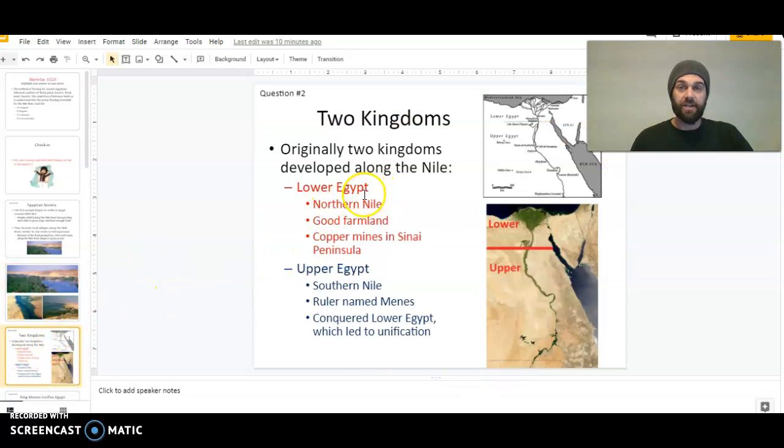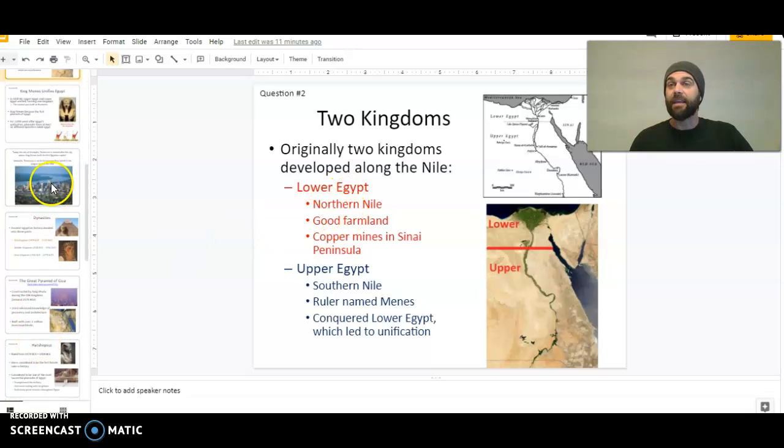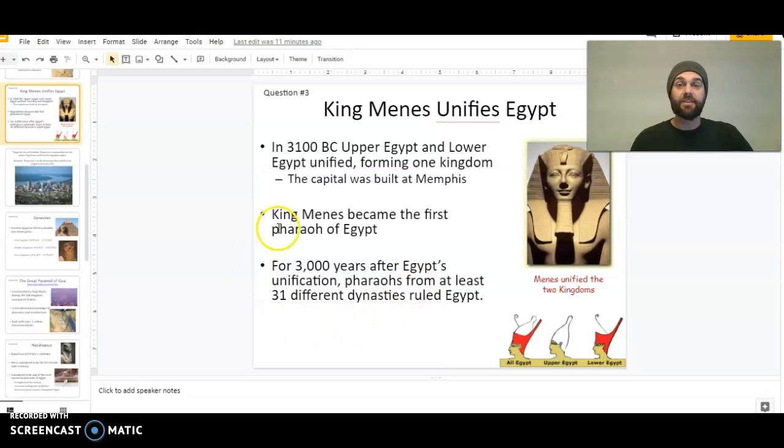Originally, there were two kingdoms. There was Upper and Lower. Upper was in southern Nile, Lower was in northern. Eventually, this guy named King Menes came along and united the two.